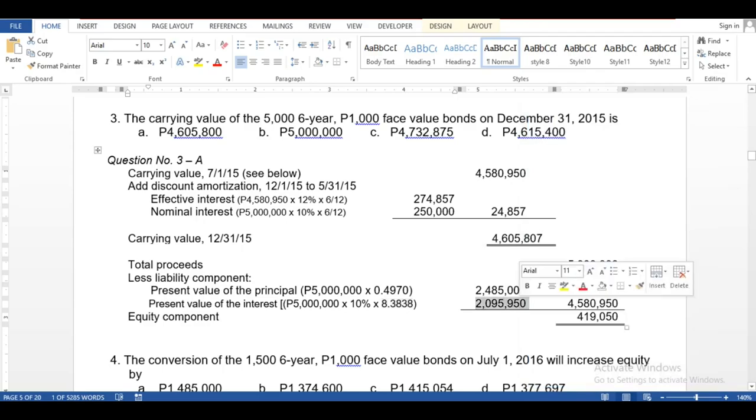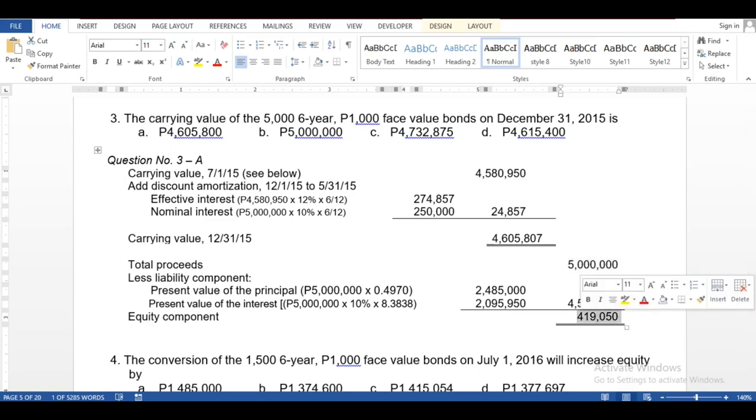So, this is the present value of the interest, the present value of the principal, add mo lang yung dalawa. The total liability component is 4,589.50, and the proceeds, kasi it is at par, so therefore it's at face amount 5,000. The difference ng dalawa, that is the equity component, 410.50.